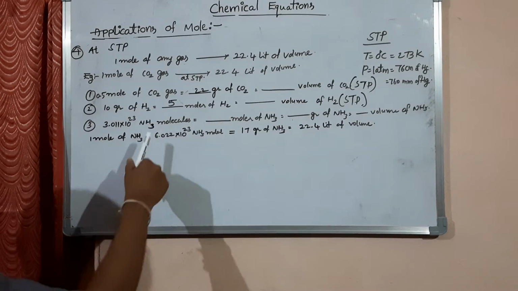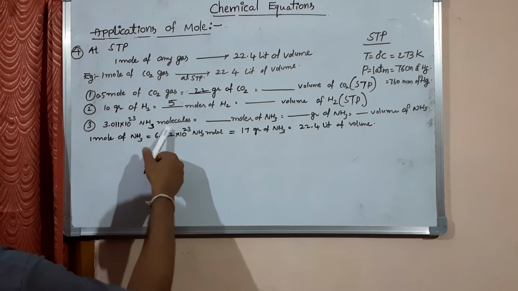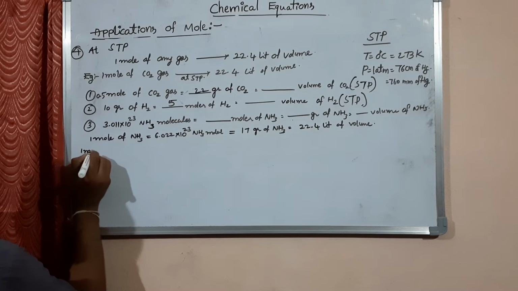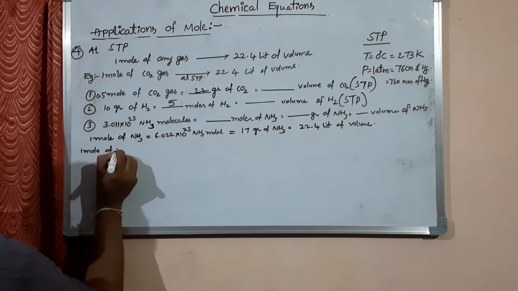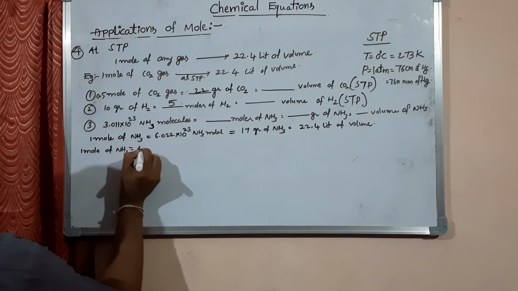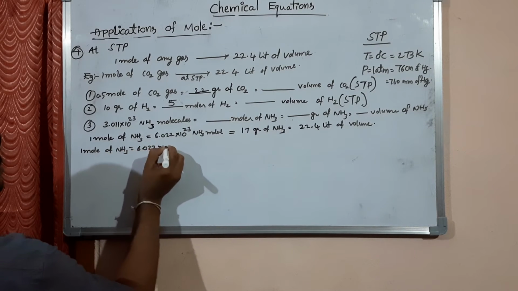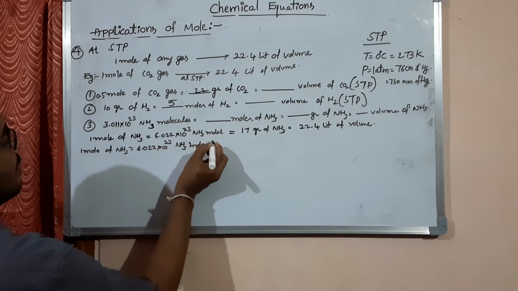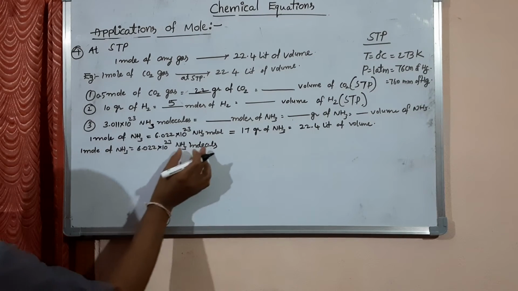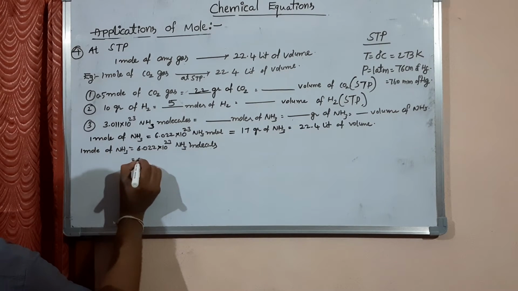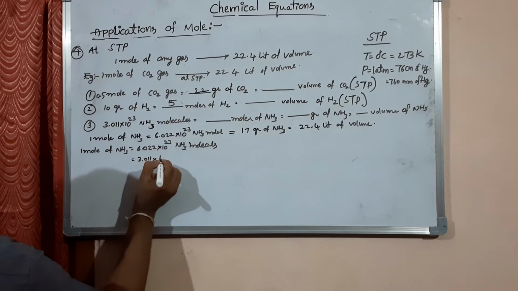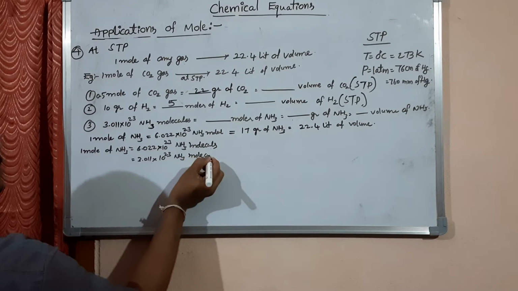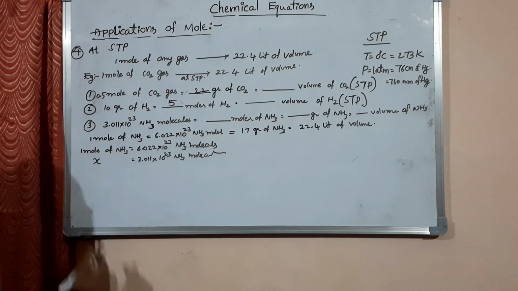Now calculating the first question, what here? These many molecules is equal to how many moles? I am taking these two, first one. 1 mole of ammonia is equal to 6.022 into 10 to the power of 23 ammonia molecules. How many molecules are given? 3.011 into 10 to the power of 23 ammonia molecules is equal to how many moles of ammonia?